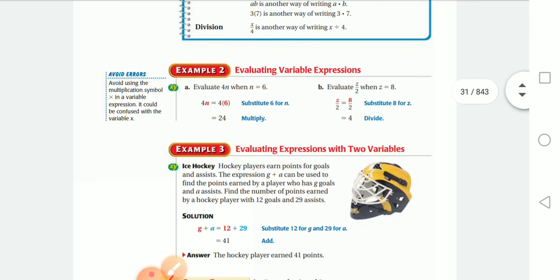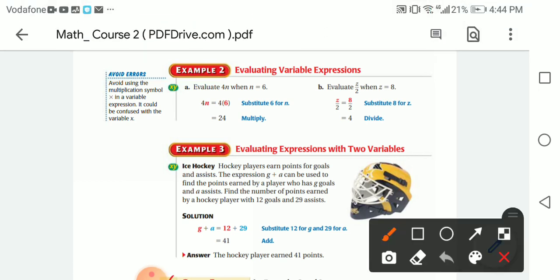Evaluating variable expressions. Let's solve together. Evaluate 4n when n is 6. For n equals what? Instead of n, I will substitute 6. We will use new expressions here. Substitute, put 6 instead of n. It means 4 times 6. Substitute 6 for n. Okay, I like it so much. When I write 4 next to 6, what is it? Multiplication, right? Multiply. 4 times 6 equals 24. Okay, easy one.